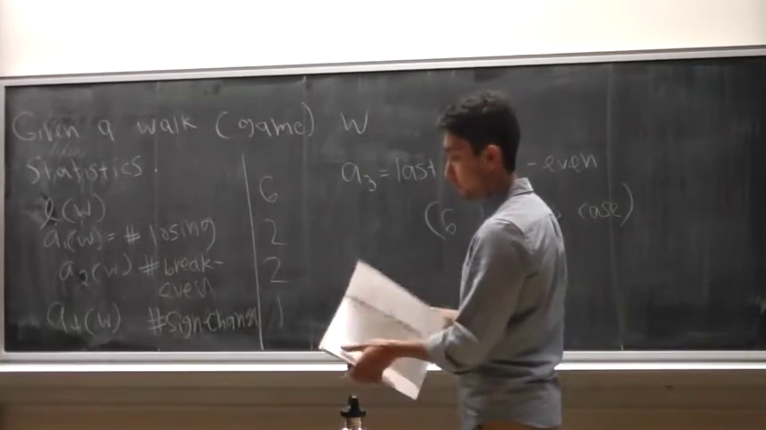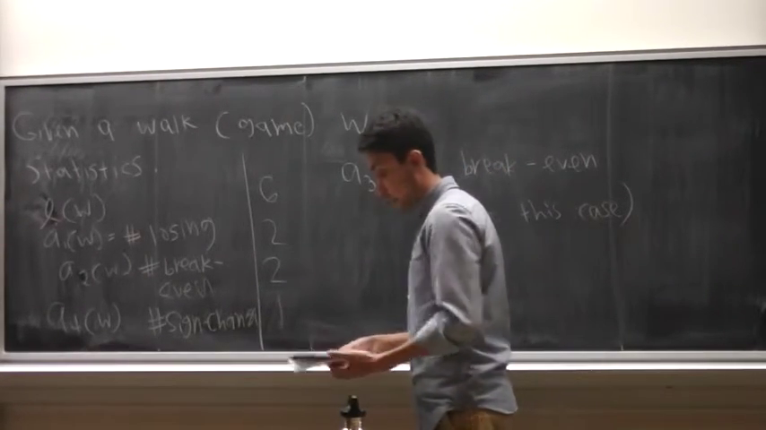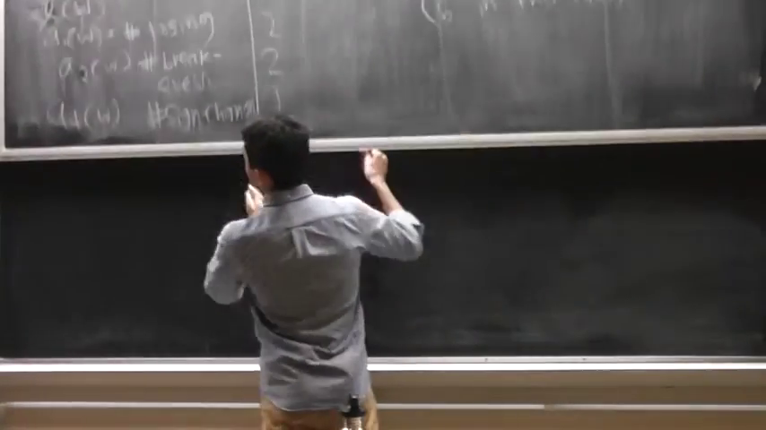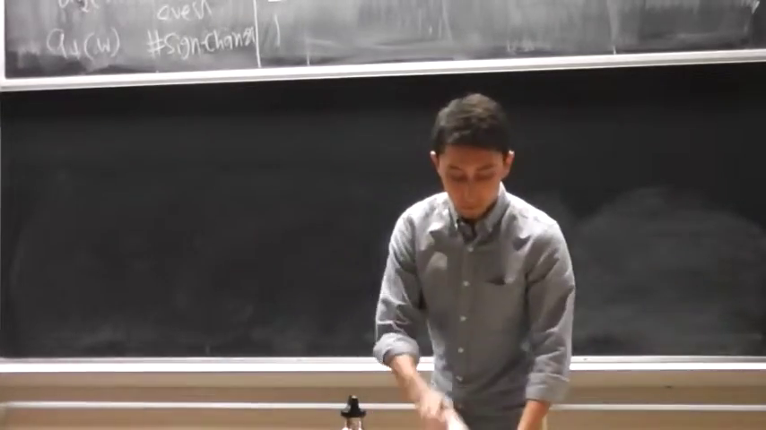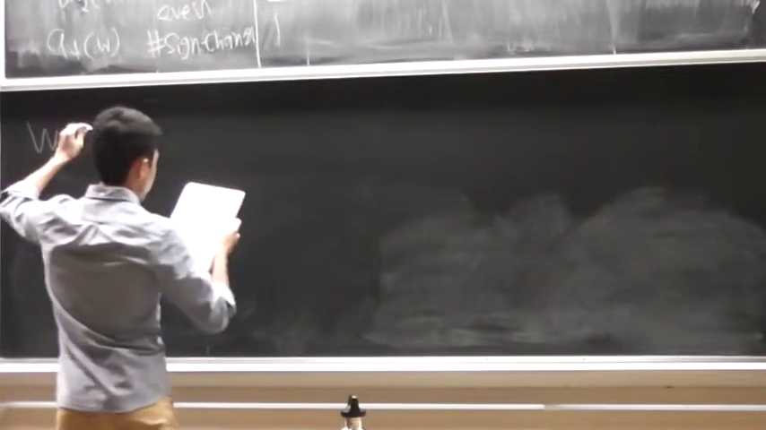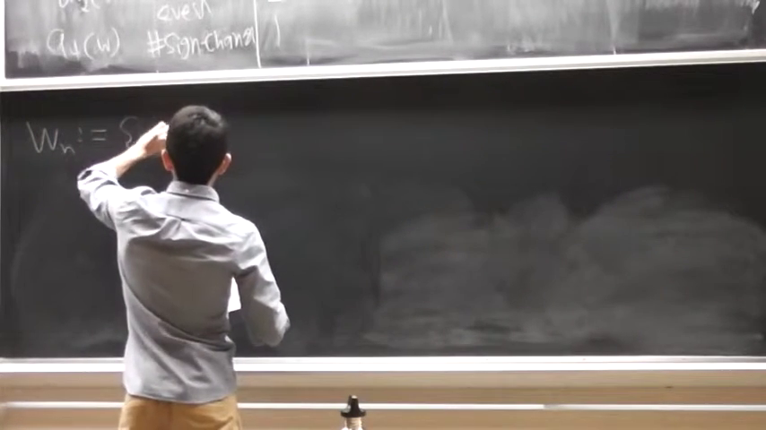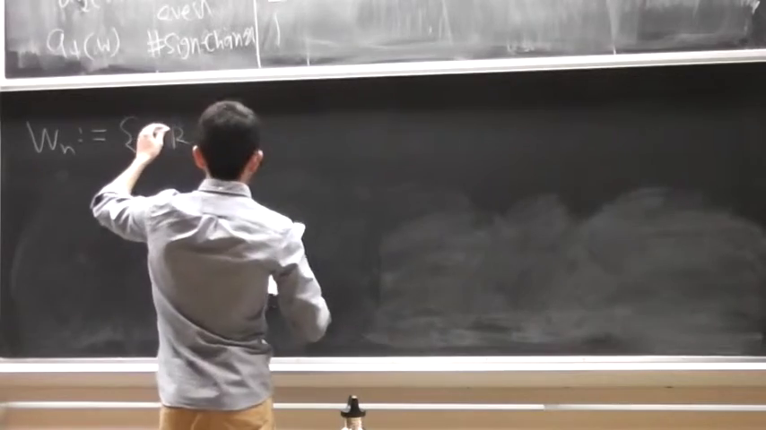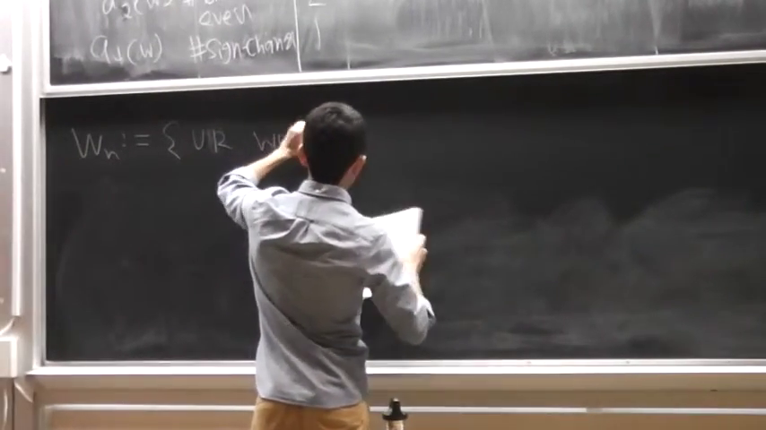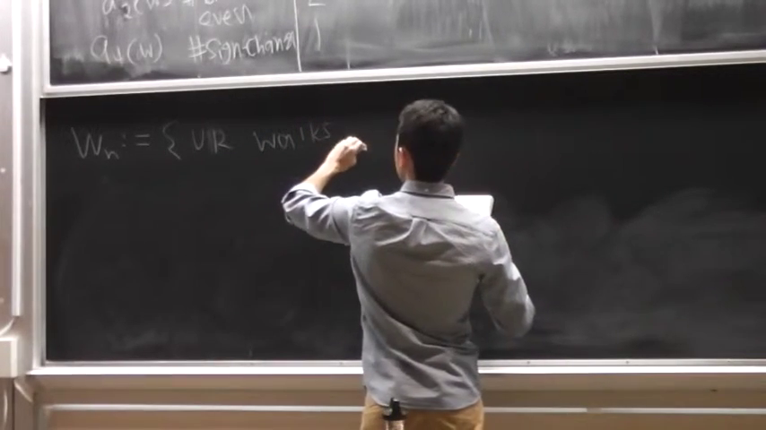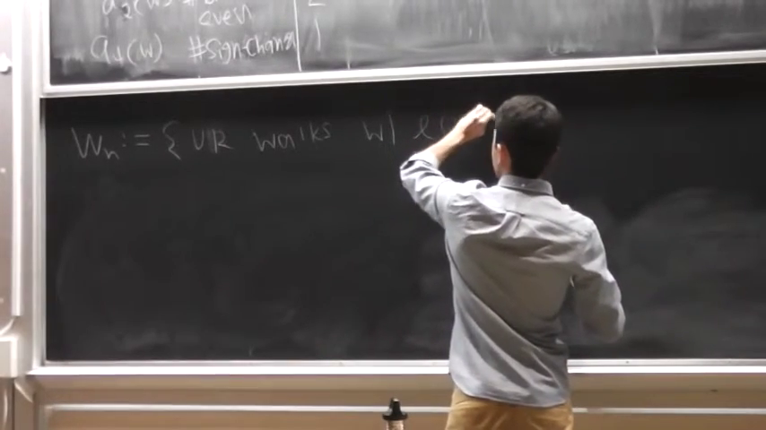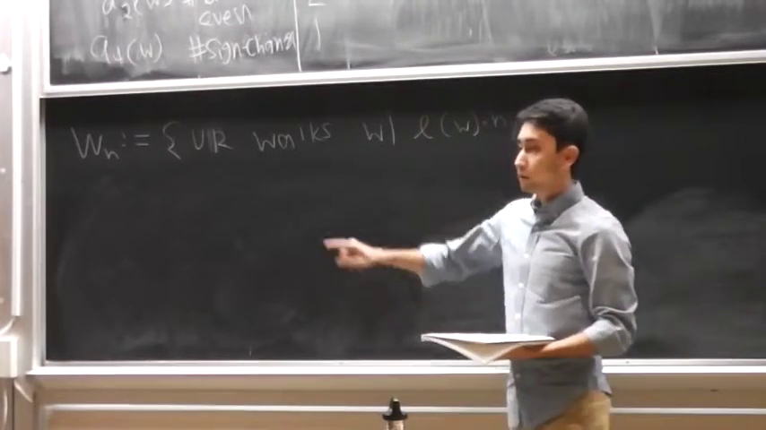So, that's nice. Okay, so before I do anything new, I just want to show you some interesting results from the book by Feller. So first of all, let's define W_n to be the set of upright walks. UR just means you can step up or to the right. So upright walks W such that the length of the walk is n.